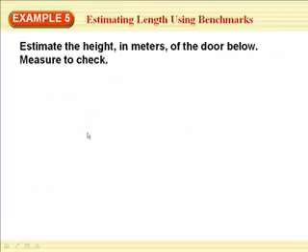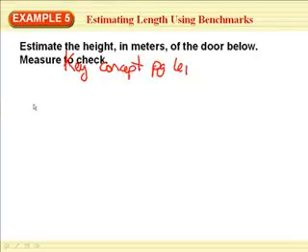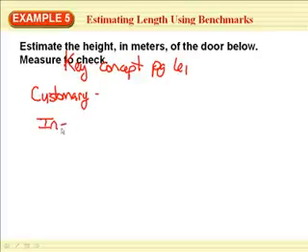Measure to check. Before I do example number 5, though, let's talk about the key concept box on the bottom of page 61. There are some key concepts on page 61. These are benchmarks, and they kind of go through the same thing, so write these down. For customary, the benchmark for inches would be a small paper clip. If people use other benchmarks, you can use others if you want. This is just what the book suggests.